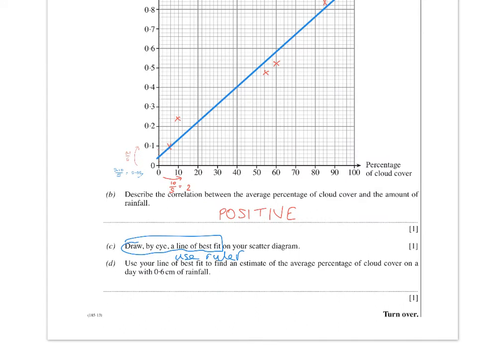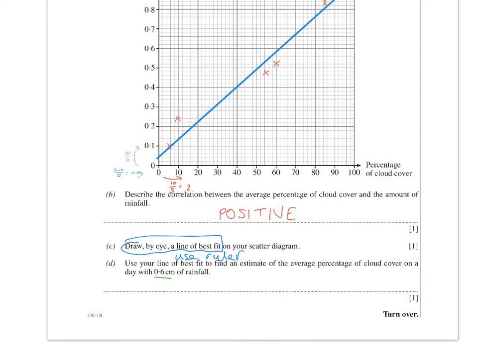And finally, it says, using your line of best fit, estimate the average percentage of cloud cover on a day with 0.6% rainfall. So what I'm going to do for that bit there, so 0.6 there. I'm looking for 0.6 on my graph. Here it is, 0.6. I would draw a line. Now your line will be better than mine, no doubt.